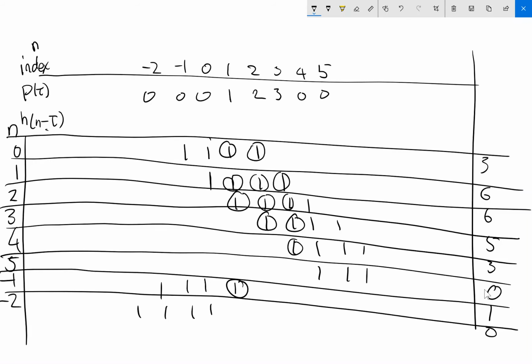How do you get this number? Which numbers? On the right. So these are the index, right? This signal is p tau, and these signals are h of n minus tau, and I see which parts overlap. You see the overlap vertically, multiply them each by each, and sum up all the products to get one number here. These numbers are the convolutions. These numbers are the index.